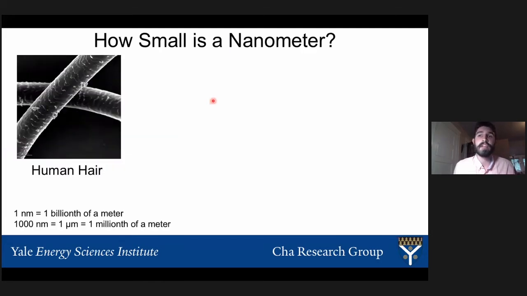Just to make sure that everyone's on the same page, because nanomaterials are really, really small and kind of hard to conceptualize. So a nanometer is a unit of length which is defined as 1 billionth of a meter. So if you break a meter into a billion parts, each of those parts is a nanometer. And I'm also going to talk a little bit about micrometers at some point. 1,000 nanometers are equal to 1 micrometer, which is a millionth of a meter.